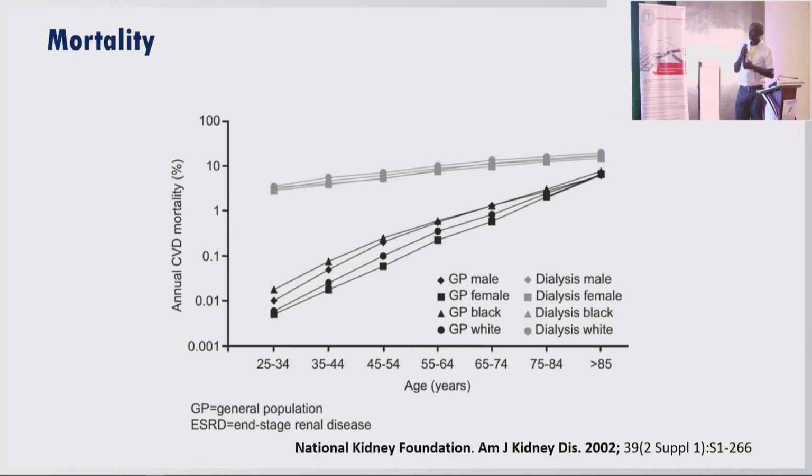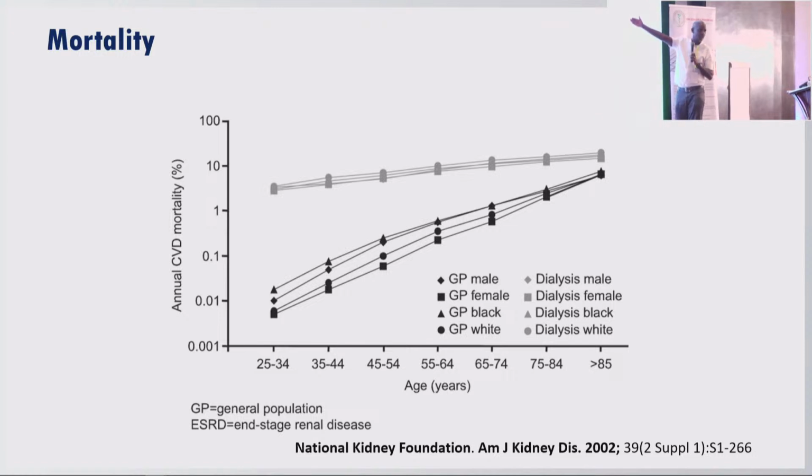Now, when you have CKD, you are living like an elder. A 25-year-old with CKD has a mortality risk similar to someone without kidney disease at the age of about 70. So having CKD puts you in a state of accelerated aging, and most of this aging is due to cardiovascular issues. Dialysis patients' mortality risk is way, way higher compared to their peers.